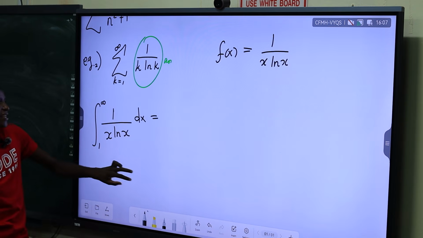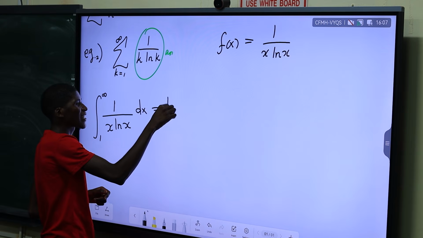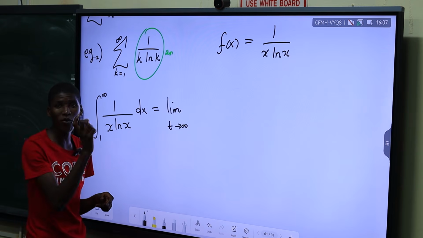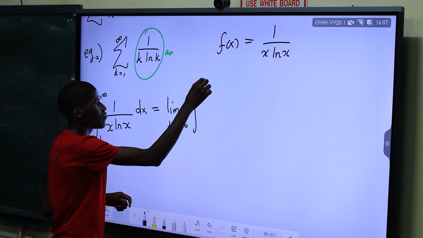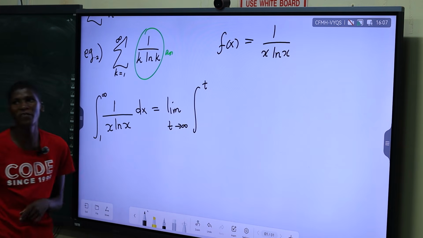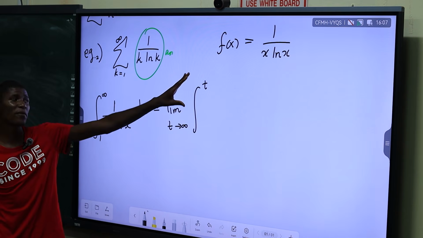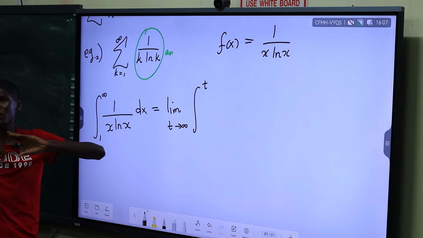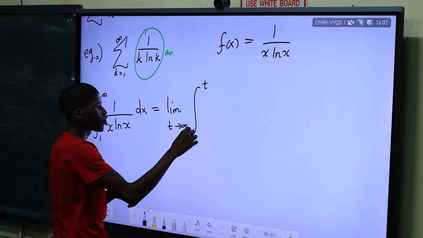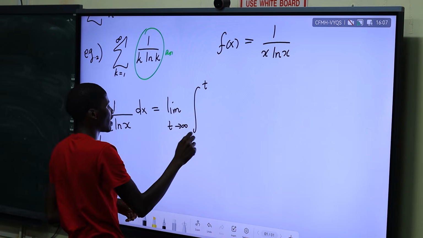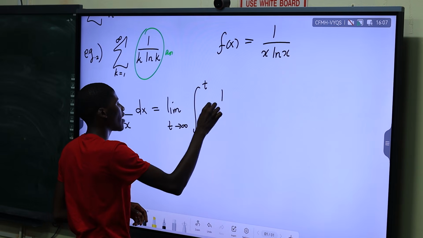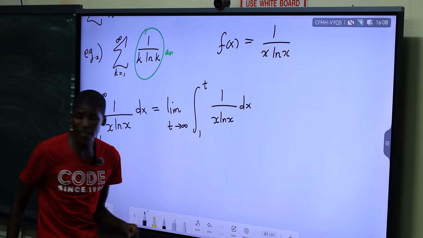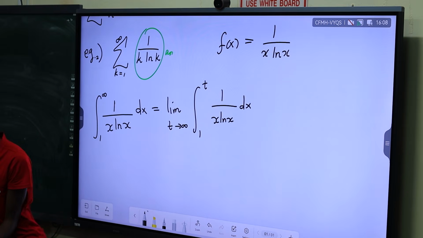Let's solve this integral. Remember it's an integral to infinity, so we introduce a variable t that will go towards infinity. We just want to have a proper upper bound, and then we approximate it until infinity. So this is the integral from 1 to t of 1 over x ln x dx. Now do your techniques and give us the answer here.